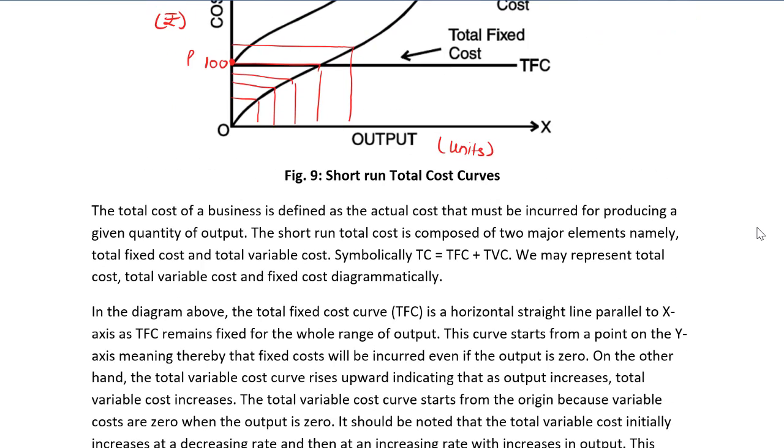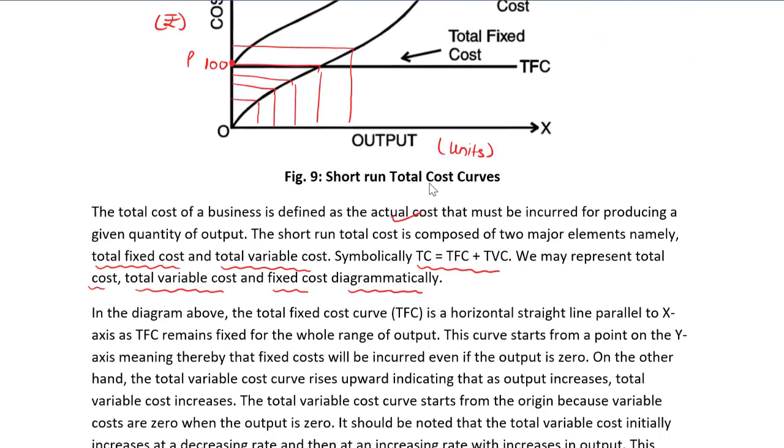Let us see the text now. The total cost of a business is defined as the actual cost that must be incurred for producing a given quantity of output. The short run total cost is composed of two major elements, namely total fixed cost and total variable cost. Symbolically, it is shown as TC equals TFC plus TVC. We may represent the total cost, total variable cost and total fixed cost diagrammatically. You had seen in figure 9.